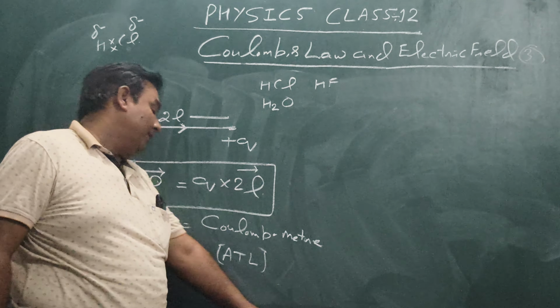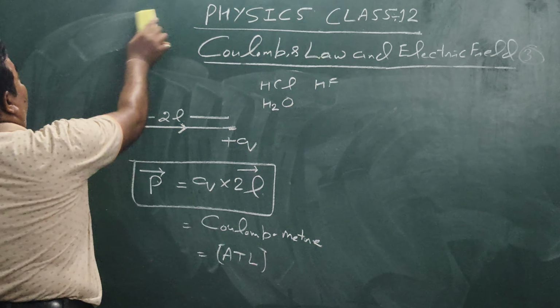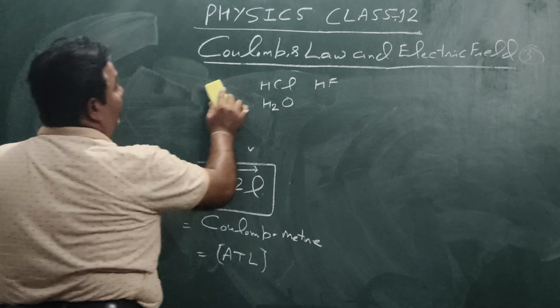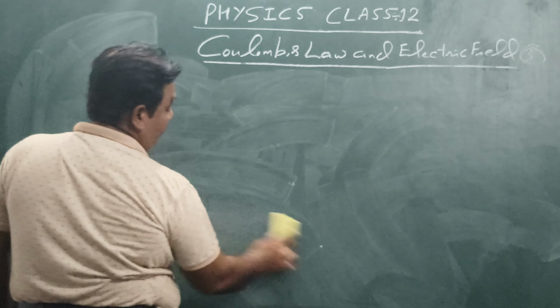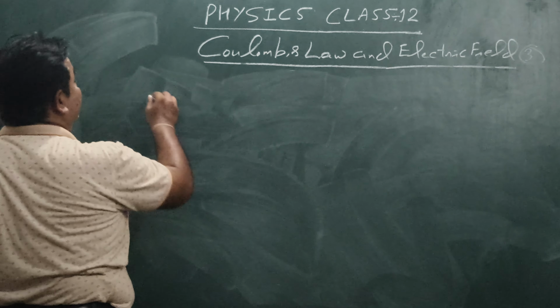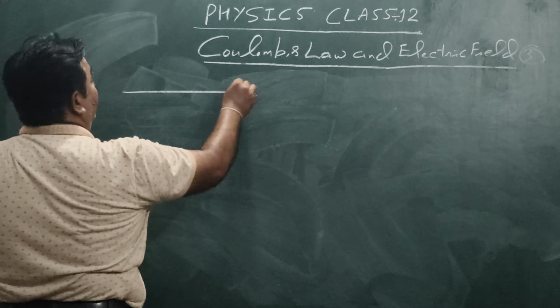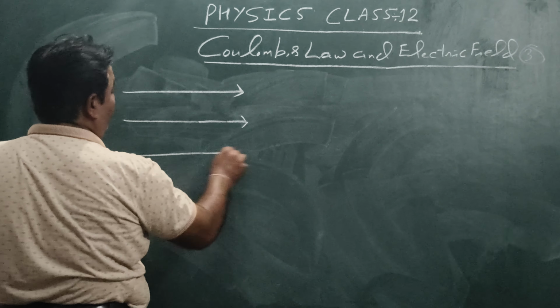And now a very important formula, the derivation of the torque on an electric dipole. It is seen that when any electric dipole is placed in an external uniform electric field, it experiences a torque. What is the formula of the torque? Suppose this is a uniform electric field. We derive the formula of torque acting on an electric dipole in a uniform electric field.